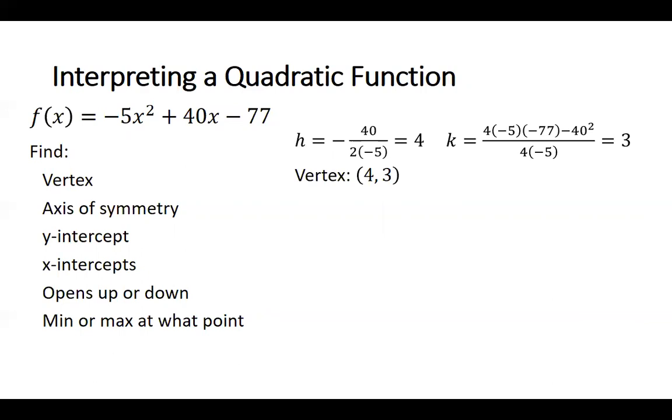And using that, the axis of symmetry is going to be the vertical line x equal to the x value of the vertex, so x equal to 4.